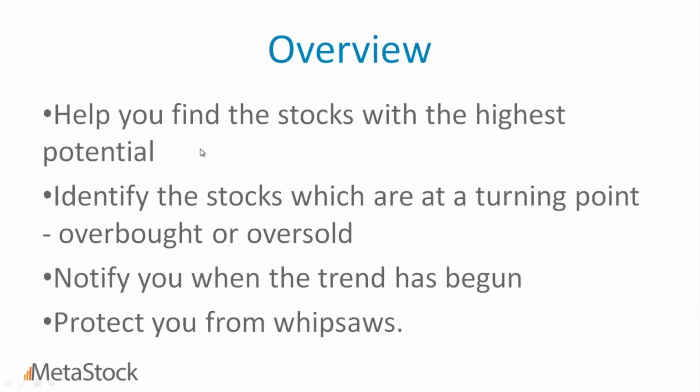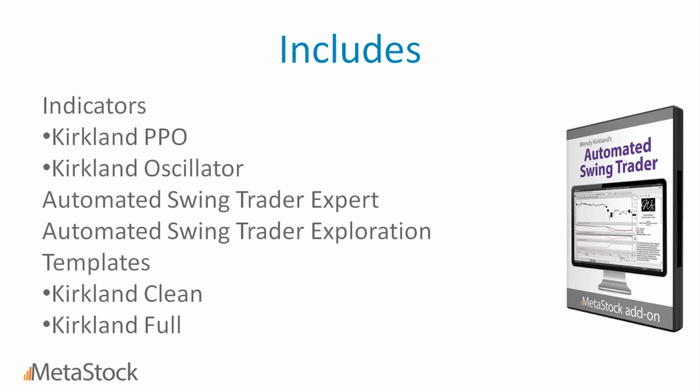Okay. So that's in a nutshell the product. Included with the automated swing trader is the Kirkland PPO and the Kirkland Oscillator. The CCI and the average true range are already included in MetaStock, so they don't really count on this list. But they do include her Kirkland PPO and her Kirkland Oscillator as part of it. You're going to have that expert advisor. The expert advisor, I showed it to you on the screen. It paints the buy and sell signals. It gives you that advice in terms of what you should be doing with the stock when you get the opportunity, what options you should be looking at, where your stop losses should be, all of that kind of stuff.